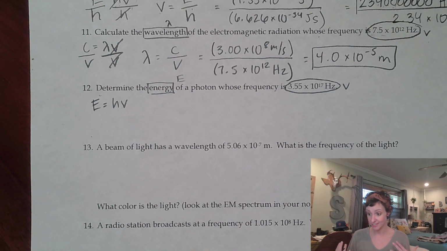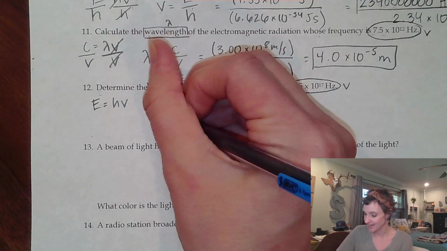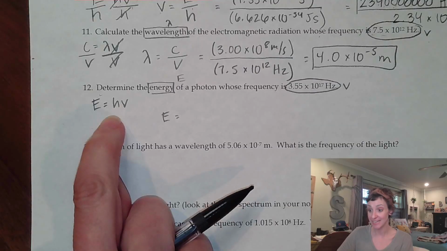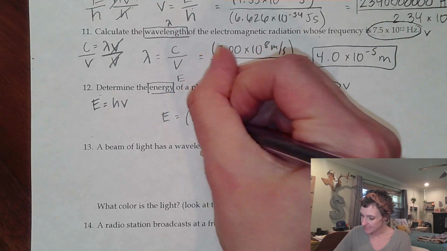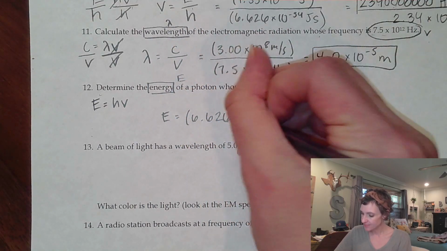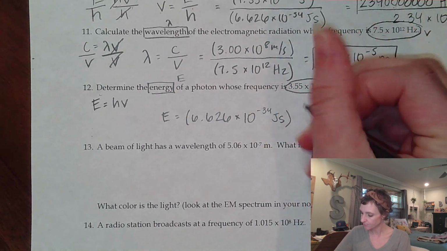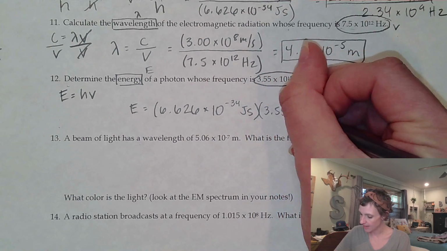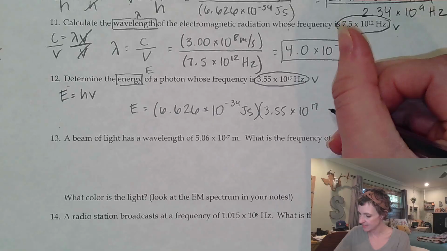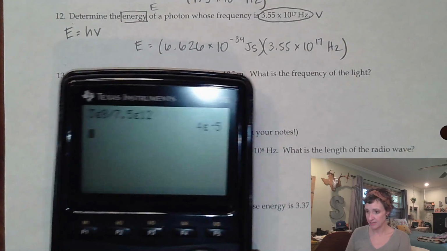Well, they're asking me to solve for energy. Yay, it's already isolated, so I can plug straight in and keep cranking through. Energy is going to be equal to Planck's constant times that frequency I have right there. Planck's constant is 6.626 times 10 to the negative 34 joule seconds. And then we have my frequency of 3.55 times 10 to the 17th hertz. Lots of scientific notation happening here. Okay, cool.